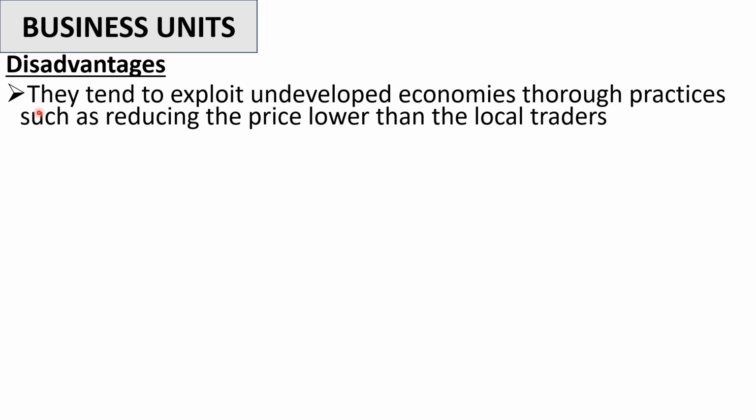A good example is what happened between Yango and Ulendo. Before Yango came, there was Ulendo in Zambia. So when Yango came, Yango was cheaper than Ulendo. So they made sure that people moved from Ulendo to Yango. So that's what they do. They will reduce the prices so as to get business from local businesses.